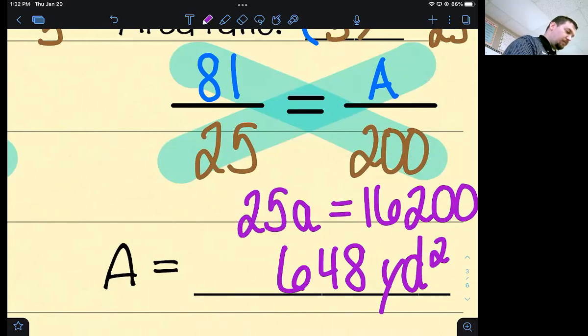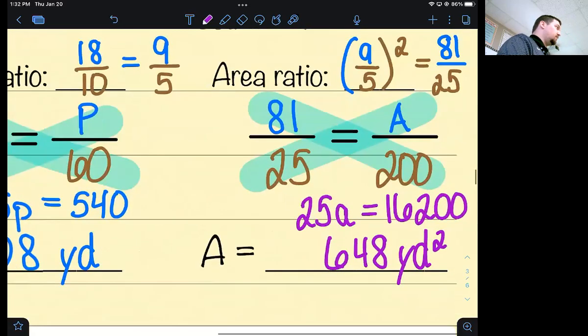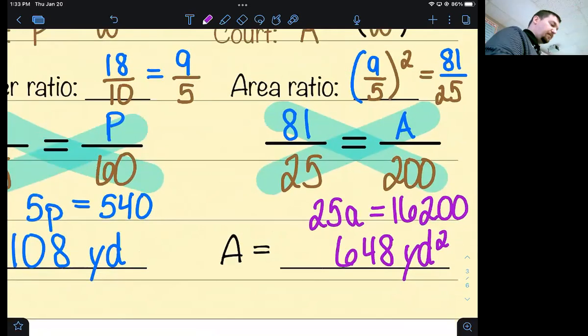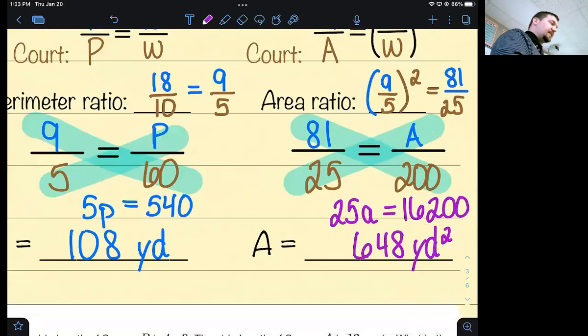Sorry about that, Martin. Is it 648? Okay, I just had it written wrong. Okay, you were right. Yeah, I wrote 681A instead of 25A. I'm working too fast in my head.